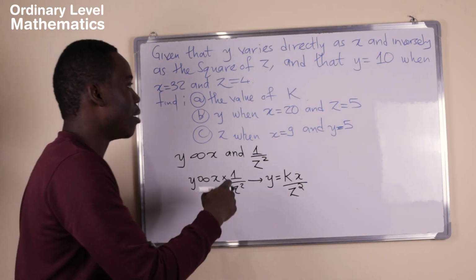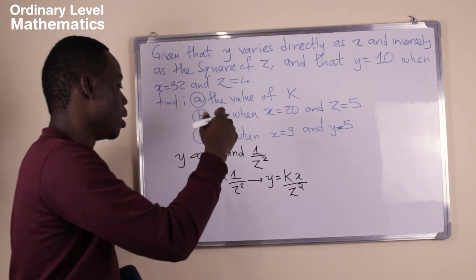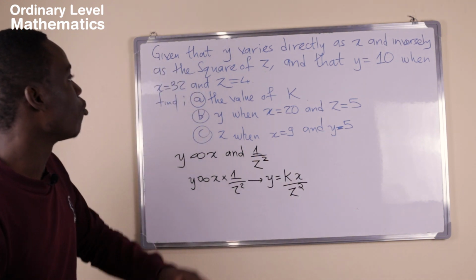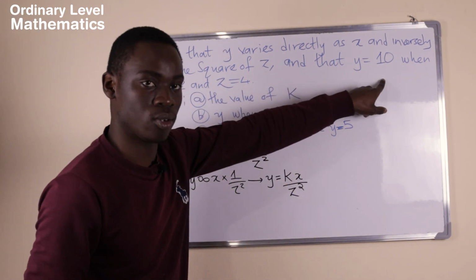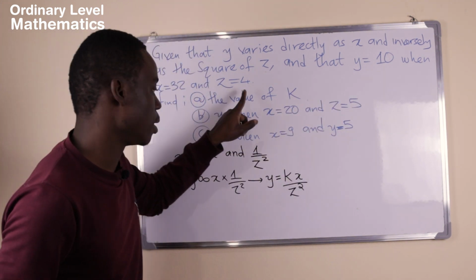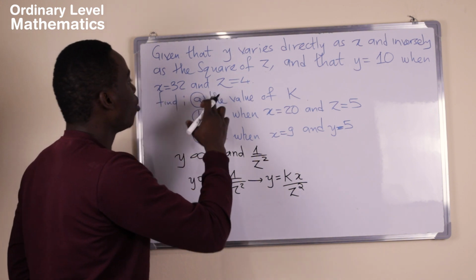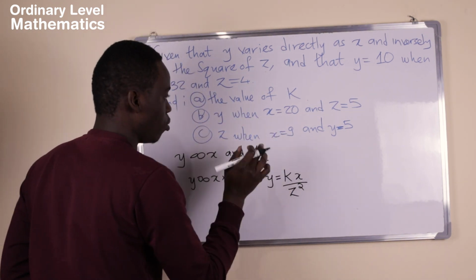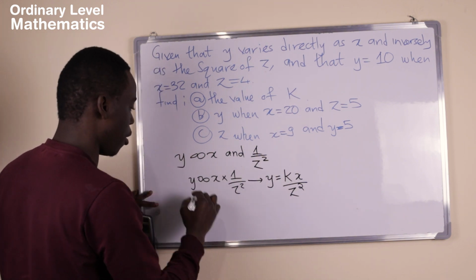because it varies inversely. Now, having found this equation, we've been told that y is equal to 10 when x is equal to 32 and z is equal to 4. So you've been given all the figures for the variables here except what you're finding, which is k, our constant variation.